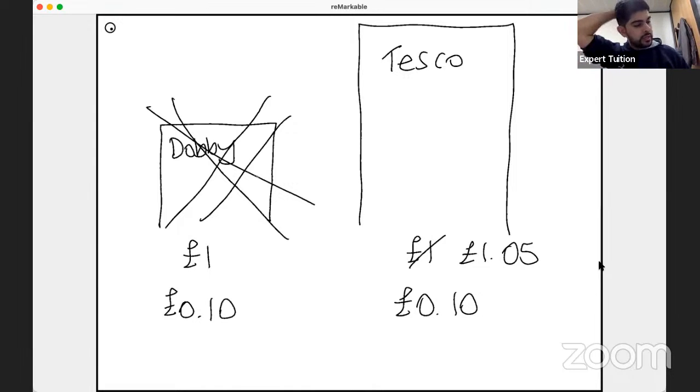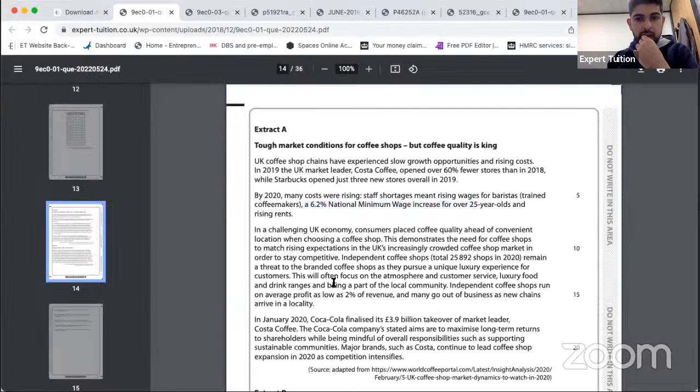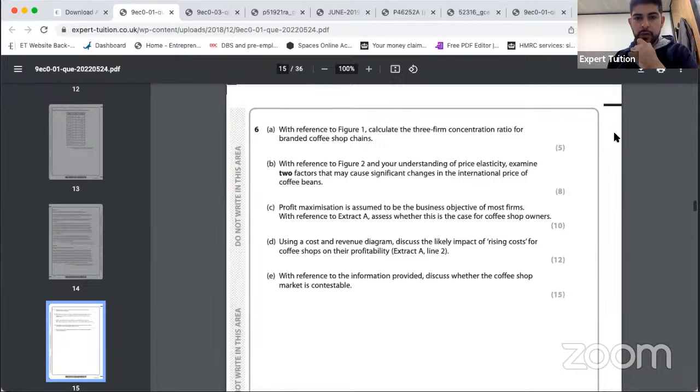So anyways, right, let's deal with last year's 10 marker then. I will share my screen again, and it will hopefully address a few of the questions. So it says, question C, profit maximization is assumed to be the business objective of most firms. With reference to extract A, assess whether this is the case for coffee shop owners.